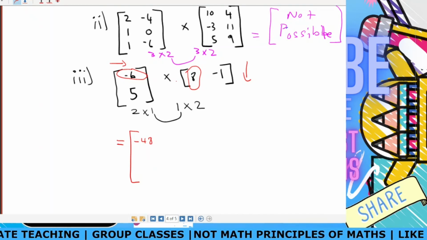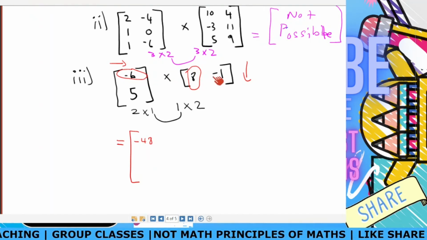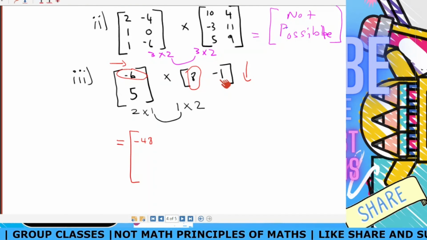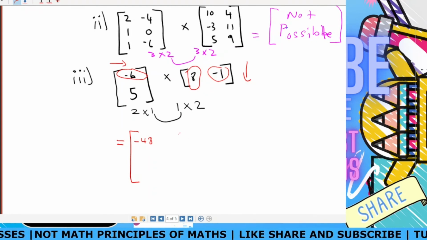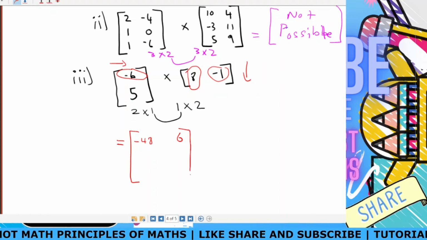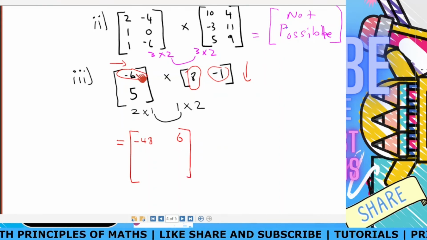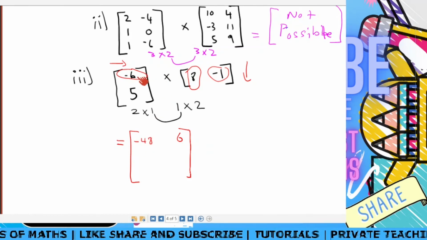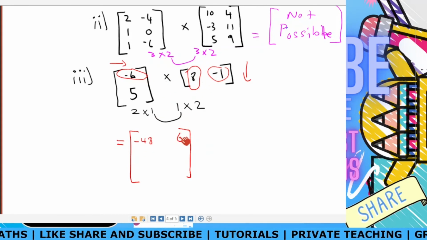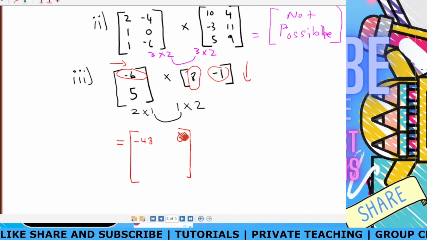Still using the first row, which is our negative 6, we now jump to the next column right here, which is negative 1. So negative 6 times negative 1, that gives me positive 6. Alright, and look at this. First row, first column, this answer is in the first row, first column. First row, second column, this answer is in the first row, second column. So that's how we do this thing here.